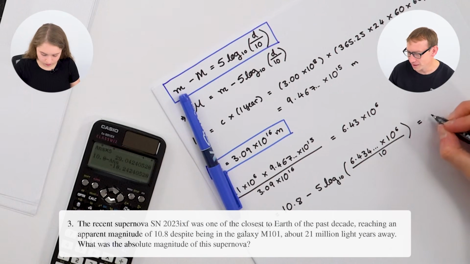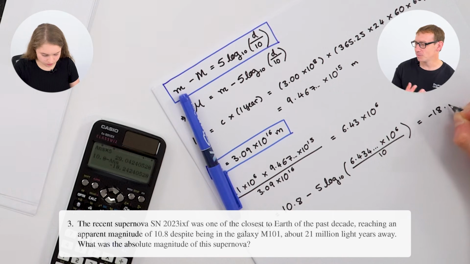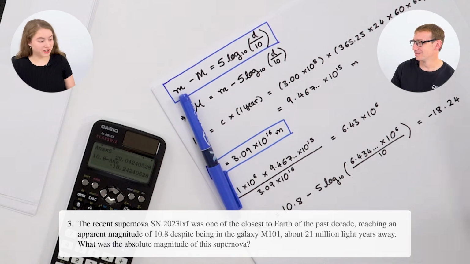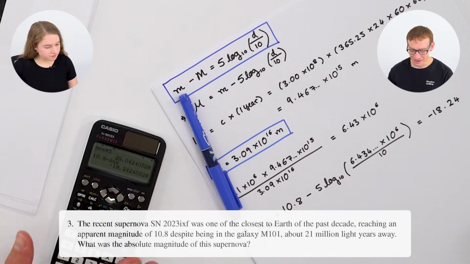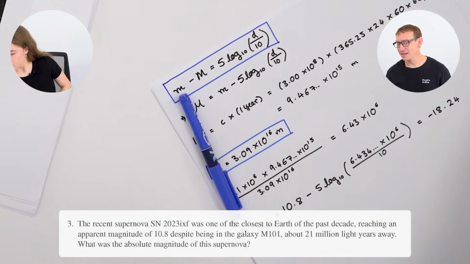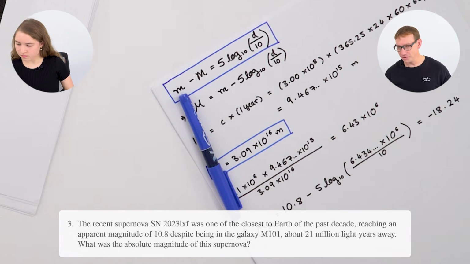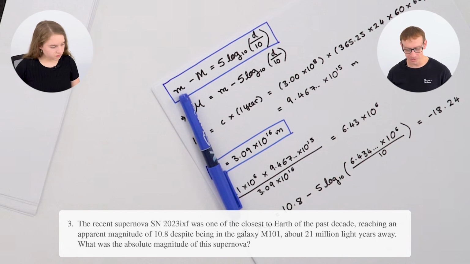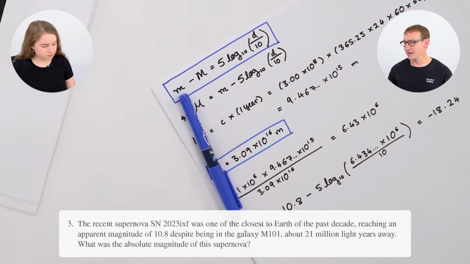But I've just done the calculation, and it's minus 18.24. So a really negative number. But what does that tell us about the object? It's pretty bright, being a supernova. Okay, and I guess then the actual answer is, you've got to choose A, B, C, or D, like any kind of multiple choice thing. So the answer for that is A.